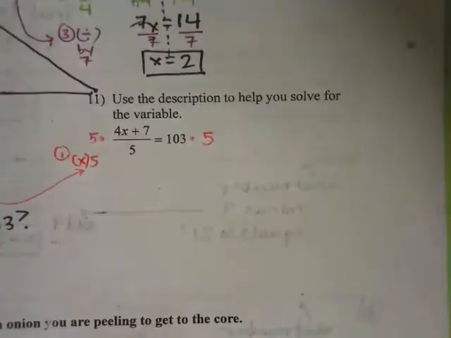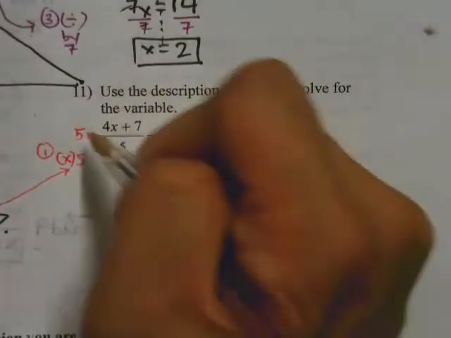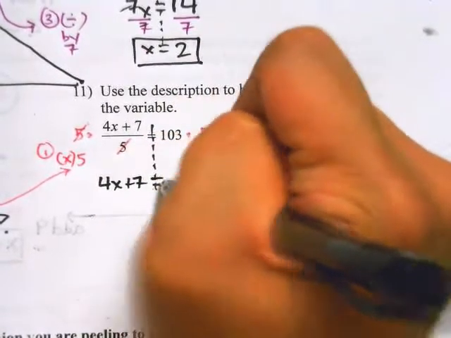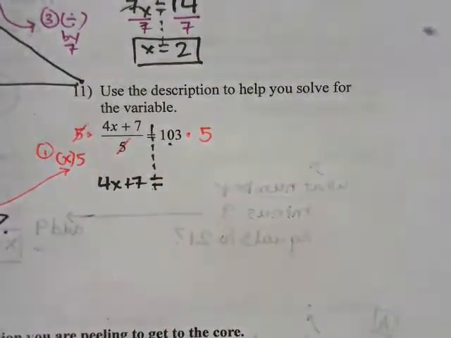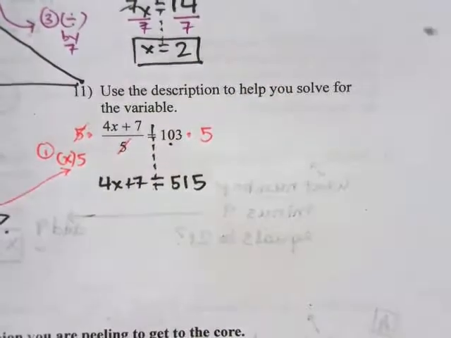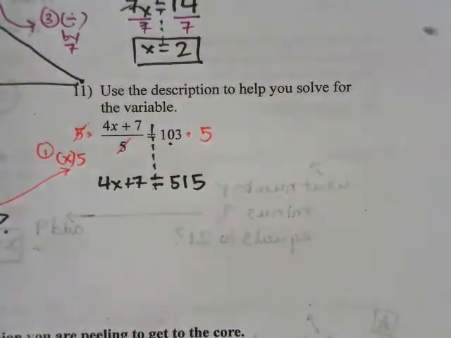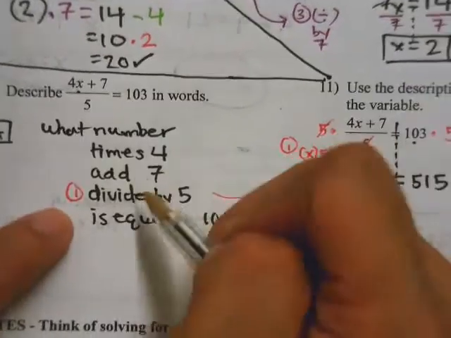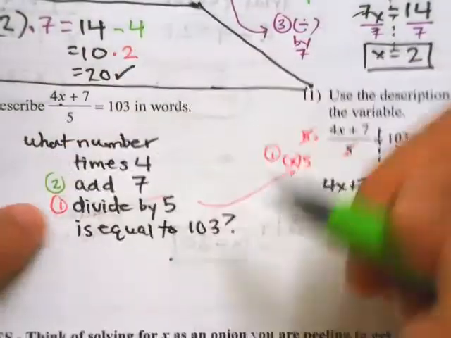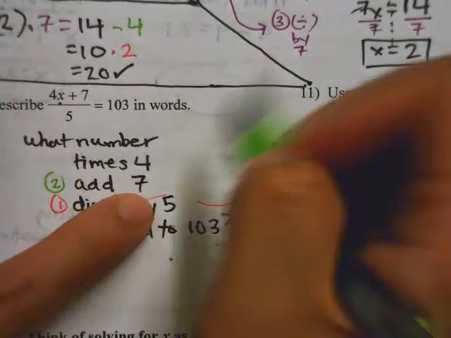On the left side, the times 5 and divide by 5 undo each other. So all you're left with on the left side is 4x plus 7. Just don't forget to do the right side. 103 times 5 is going to be 515. Divide by 5 is done. Now let's do the second step. So work your way backwards.